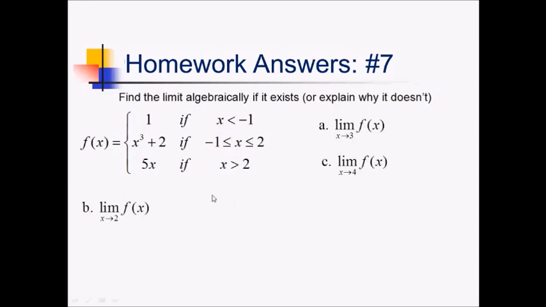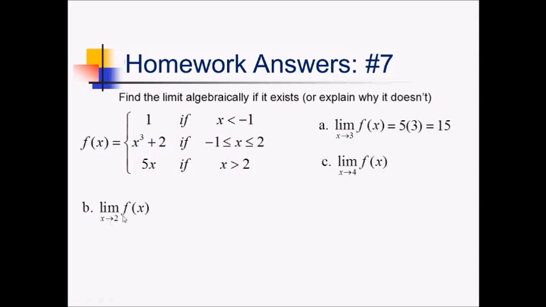For this problem, we're using this big piecewise function to find the three limits here. So let's start with a as x approaches 3. Well, 3 is not a border value, so that means we just have to figure out which interval 3 falls in and use the appropriate rule. 3 is bigger than 2, so we're using this last rule here. We're just directly plugging it in here, 5 times 3, which is going to come out to 15.